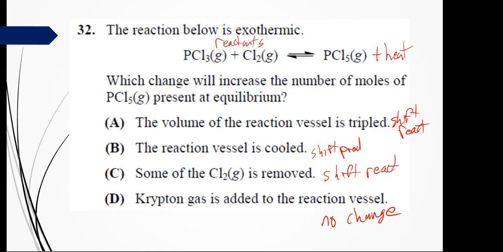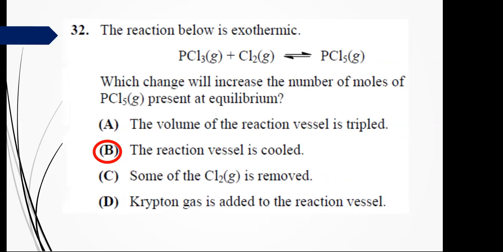It's only if we change the volume to increase pressure or decrease pressure, right? Adding in inert gas doesn't change any of that because it doesn't impact our concentrations. So the only one that lets us shift towards our products is going to be this one, cooling the vessel. And we get that because it's an exothermic reaction. So it looks like that one was a little bit rusty for some of us. So we probably want to brush up on those, and just go back and review your Le Chatelier's principle.